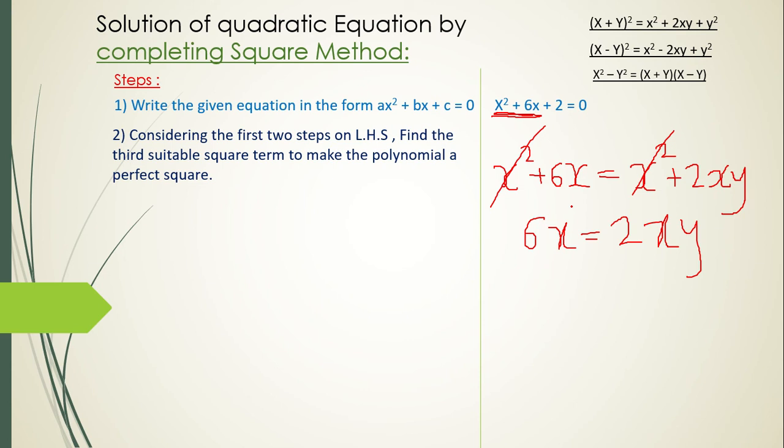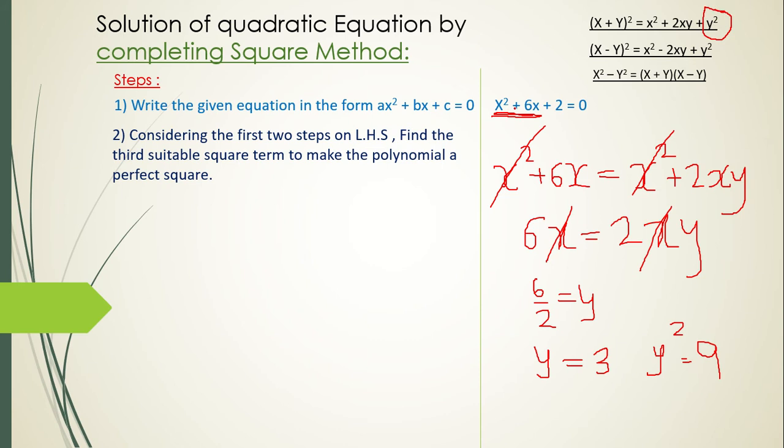Now cut this x off. This 2 will come to this side. 6 divided by 2 is equal to y, and therefore you get y is equal to 3, and therefore you get y square is equal to 9. So I got this y square term. This y square term I got it.